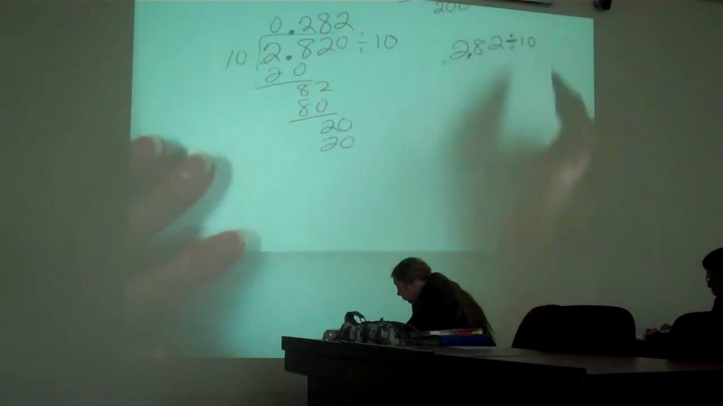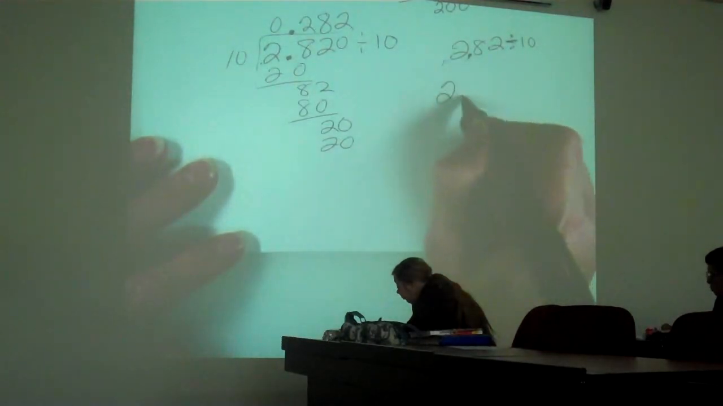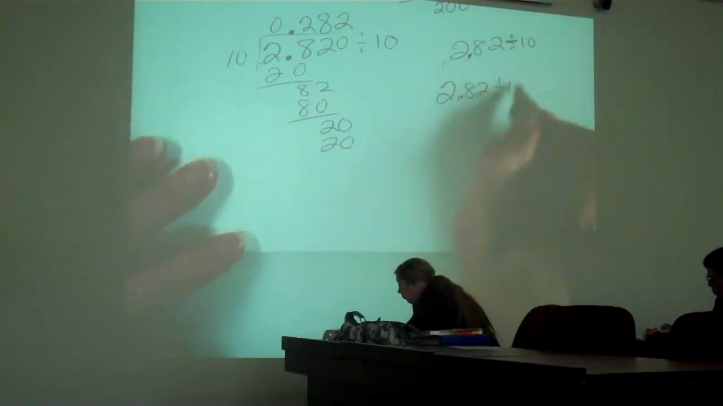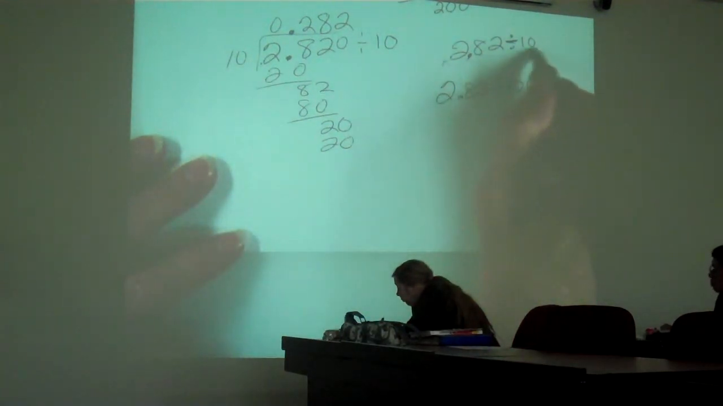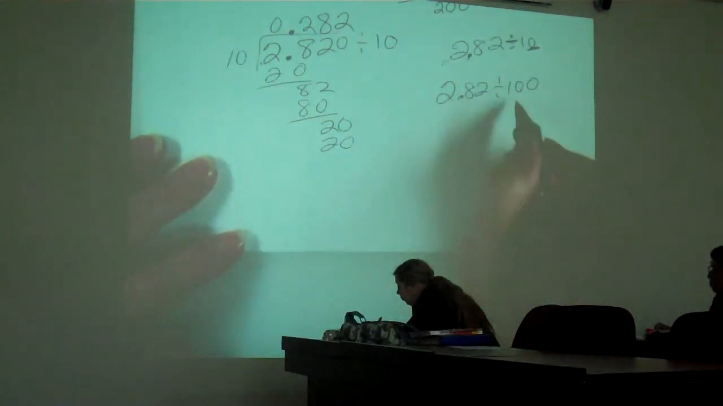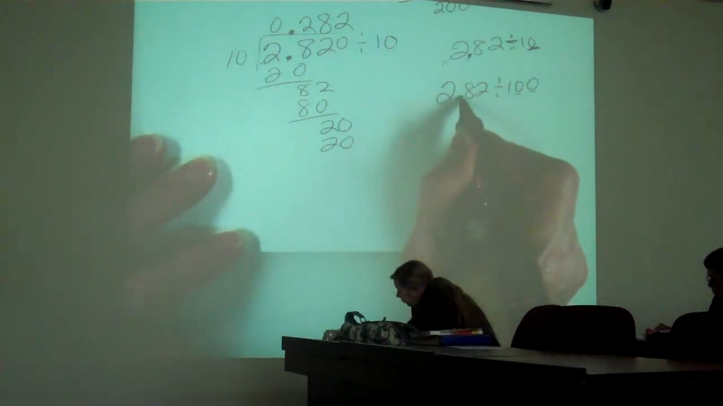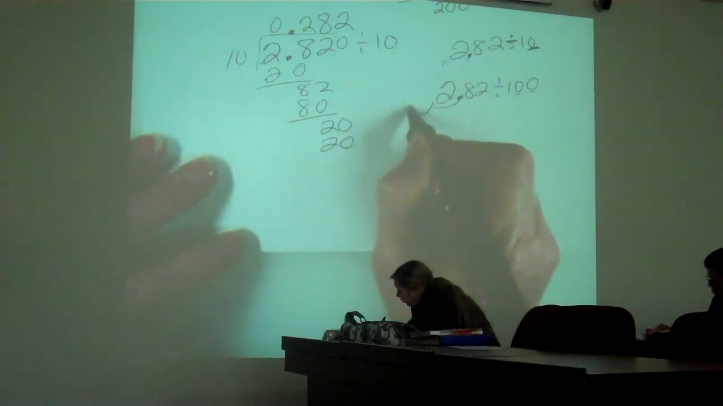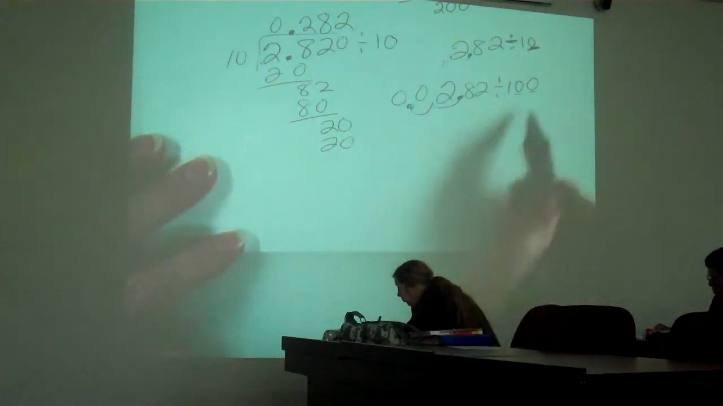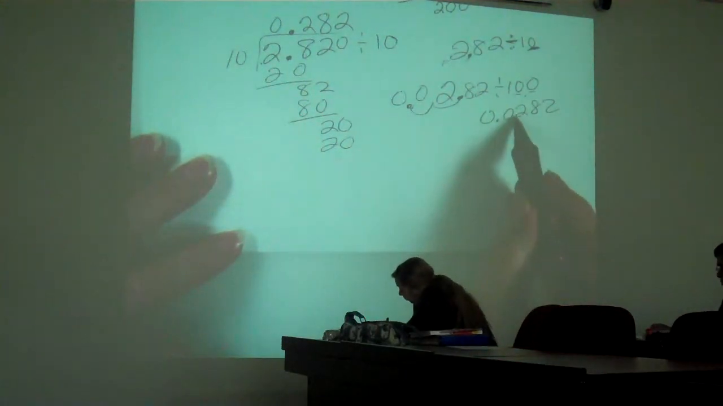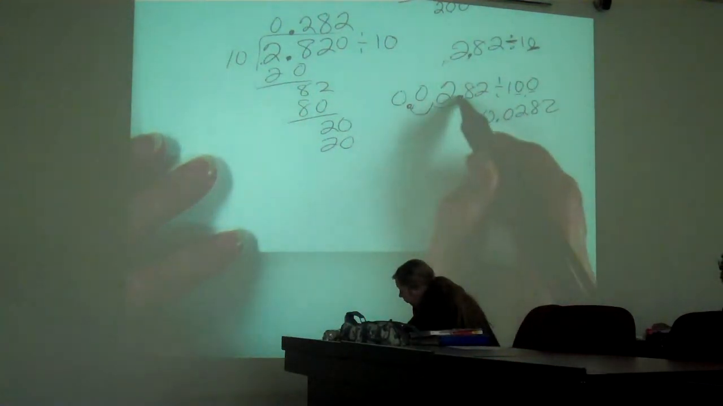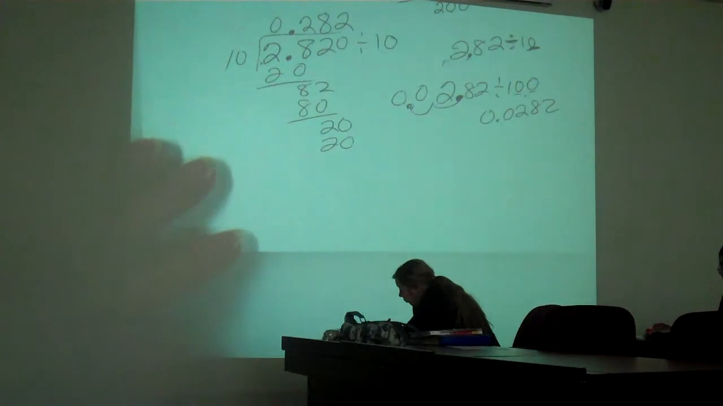If you divided the same number by 100, you would move it 2 places. Count the zeros. There are 2 zeros here, so you're going to move it 2 times. 1, 2. So divided by 100 would be 0.0282. We moved it 2 times. Dividing makes it smaller.